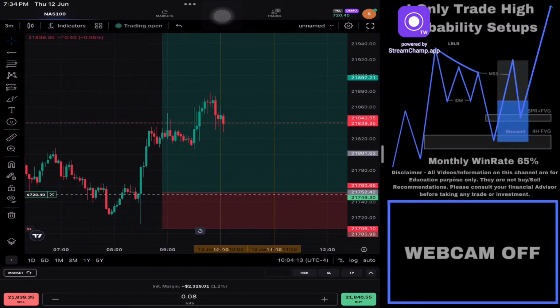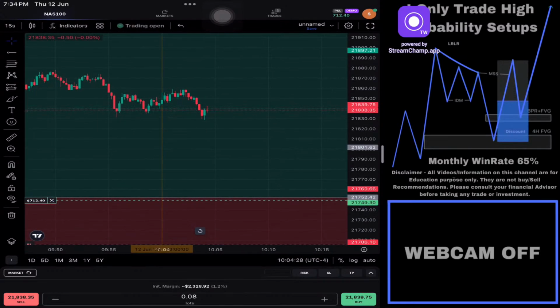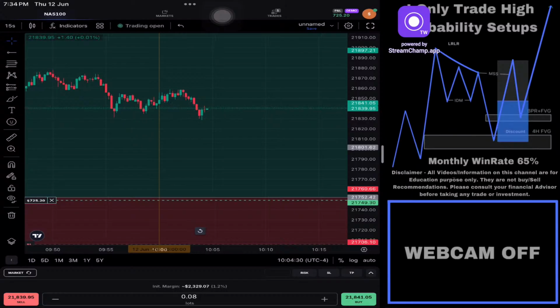swing trade. I made a position in the high time frame. So let's see what happened. Let's watch the silver bullet in the 50-second time frame. Let's watch what the market can do.